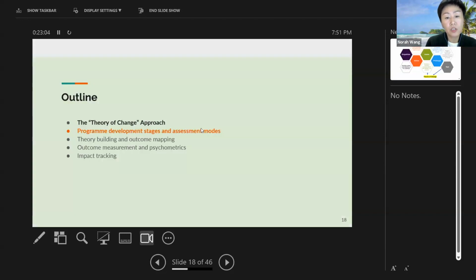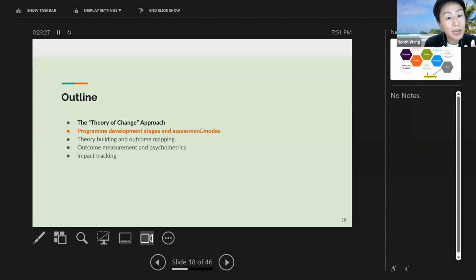Okay, so the next section I want to talk about is, so before I move on to the second section, I'd like to know any questions regarding theory of change. So in summary, I'm just doing a little summary here so you can think about your question.